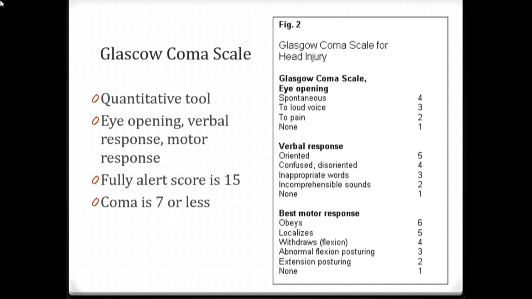And see, look, we can have a fully alert score of 15. They can be in a coma with a 7 or less. And somebody who is dead can have a 3. Nobody's going to have a 0 on this, okay? You can be dead and have a 3 on the Glasgow Coma Scale.